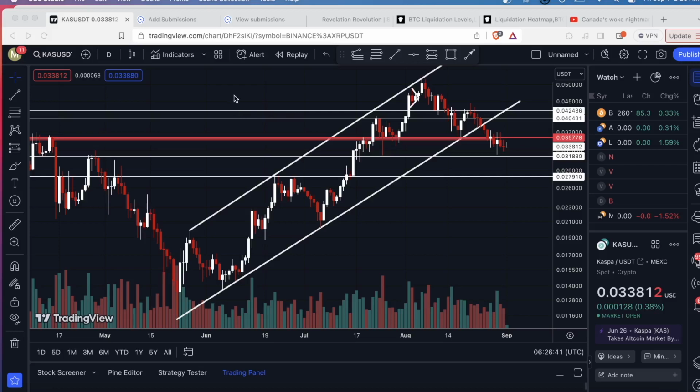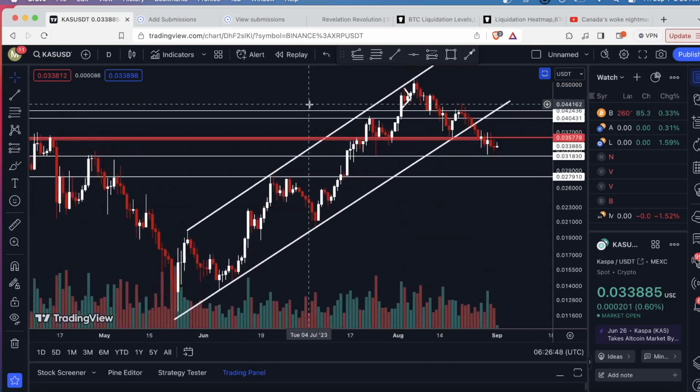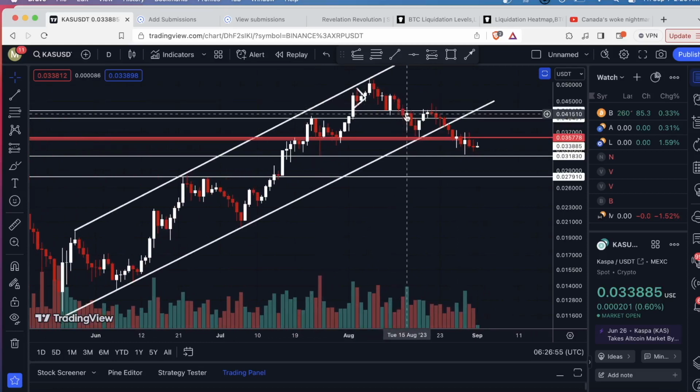I'm going to do another analysis of Kaspa. Ticker for this is KAS, and I'm currently on the weekly time frame. Last time I did a video on this one, I think it was about 2 weeks ago. And at the time, the price was just retracing down to this horizontal support level that I have marked here.